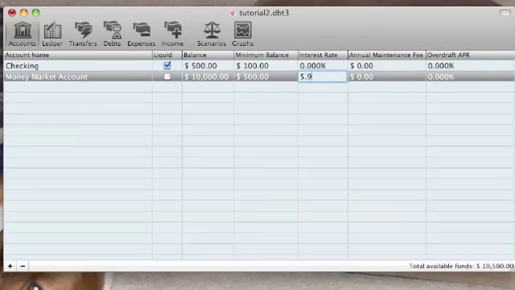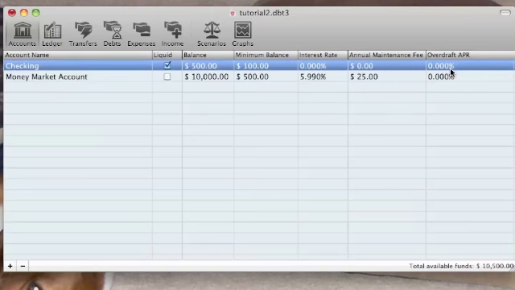Some bank accounts have maintenance fees. If you have one, fill it in. I don't have anything for my checking account, but I do have a very small one of $25 for my money market. The overdraft APR is probably not something you're going to need unless you're a European customer.